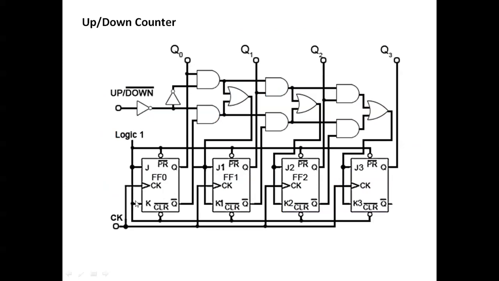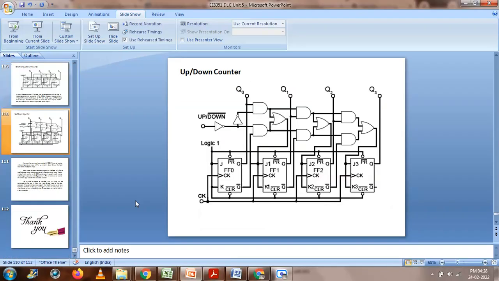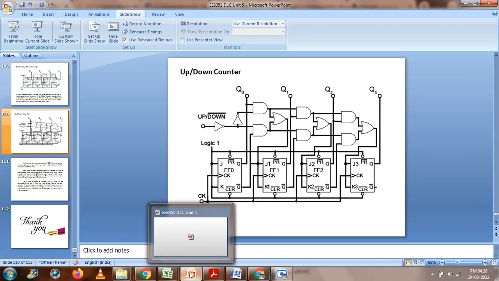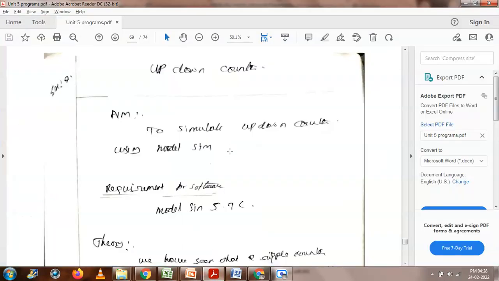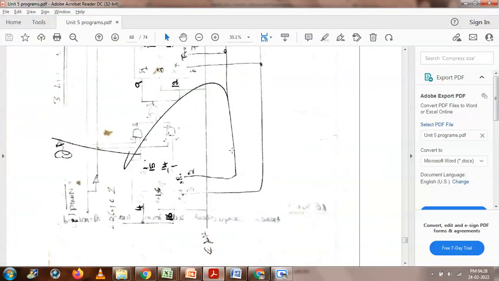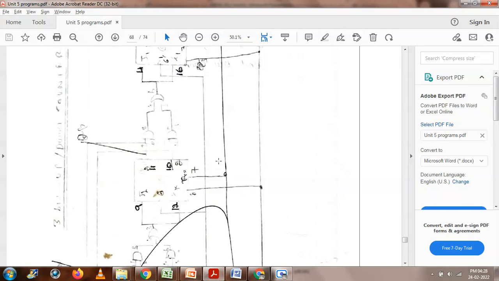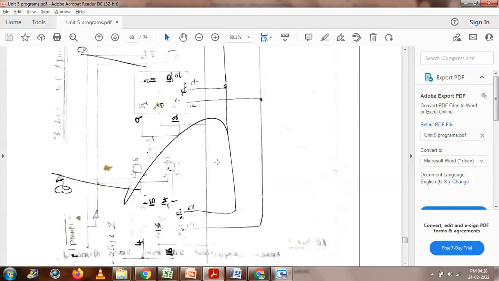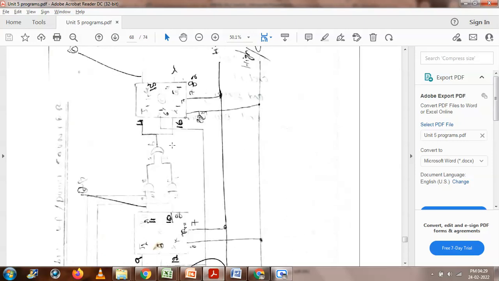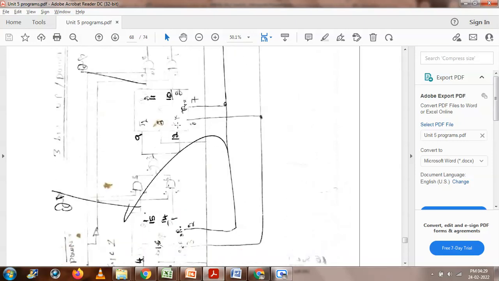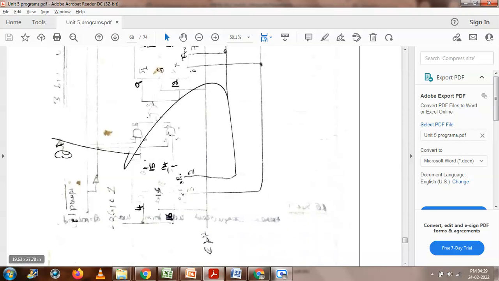Okay, so now we are going to see the coding part. This is the up down counter. This is a basic diagram, with the up counter and down counter. This is the up down counter diagram. Here we use flip flop 1, flip flop 2 and flip flop 3. There are three flip flops used, and here up and down.